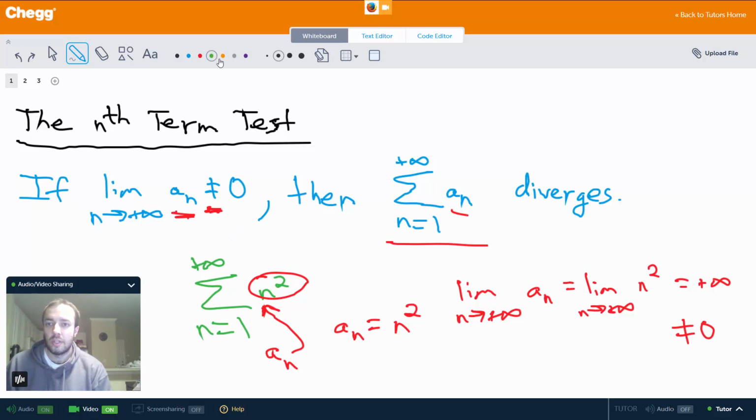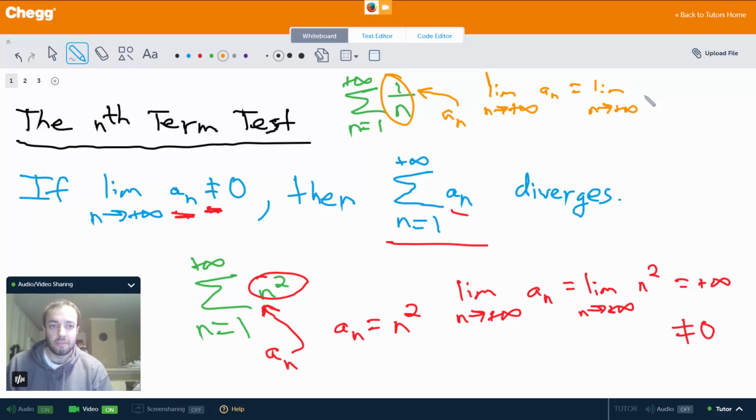Let's look at another example, and let's see what happens if we want to look at the sum from n equals 1 to positive infinity of 1 over n. Well, in this case, our a sub n is 1 over n. So to apply the nth term test, we want to look at the limit as n goes to positive infinity of a sub n, which is the limit as n goes to positive infinity of 1 over n. And that actually is 0, because as n goes to infinity, 1 over n gets smaller and smaller and approaches 0. So the limit as n goes to infinity of 1 over n is in fact 0.